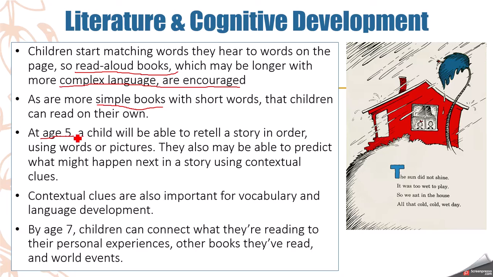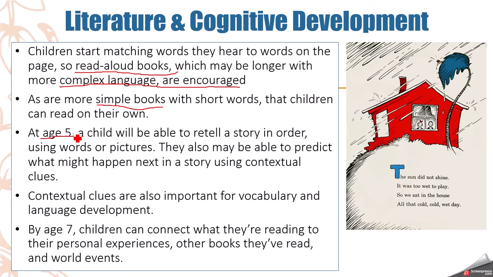Context clues are important for vocabulary and language development, so for them to guess what's going on in the story, or to understand a word. So that means that they might not understand certain vocabulary words, but they can guess what a word means based on the rest of the sentence. So if I say, at home I have a lovely garden, they might not know maybe the word lovely, but they could guess that it's describing the garden. It has the word love in there, right?